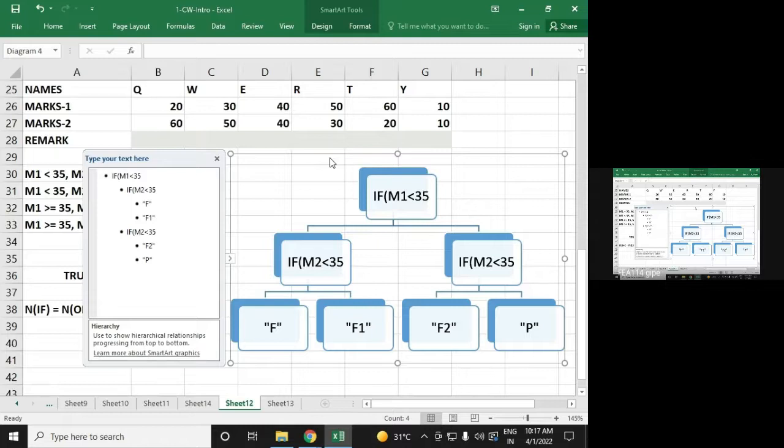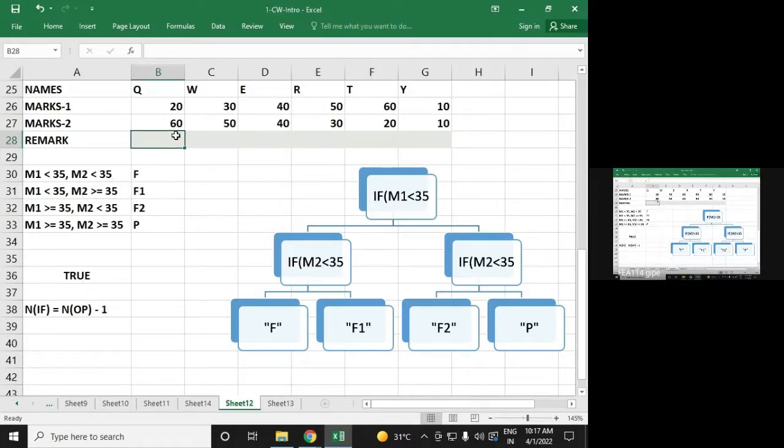It is not about how complicated the condition looks like. It is just about getting the output. Okay, you just want to code the logic. So let us write the same in Excel here. Now I am just copying the entire tree in the Excel syntax. If marks 1 is less than 35, then you check if marks 2 is also less than 35.